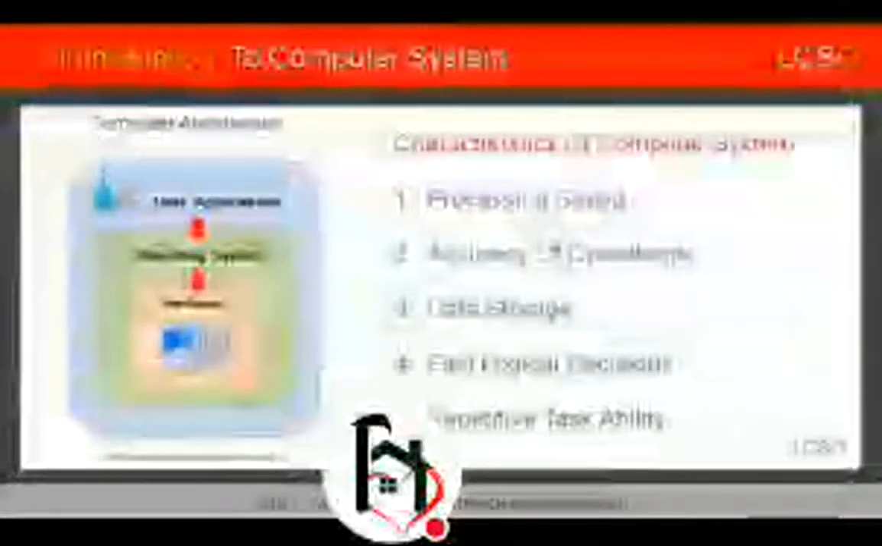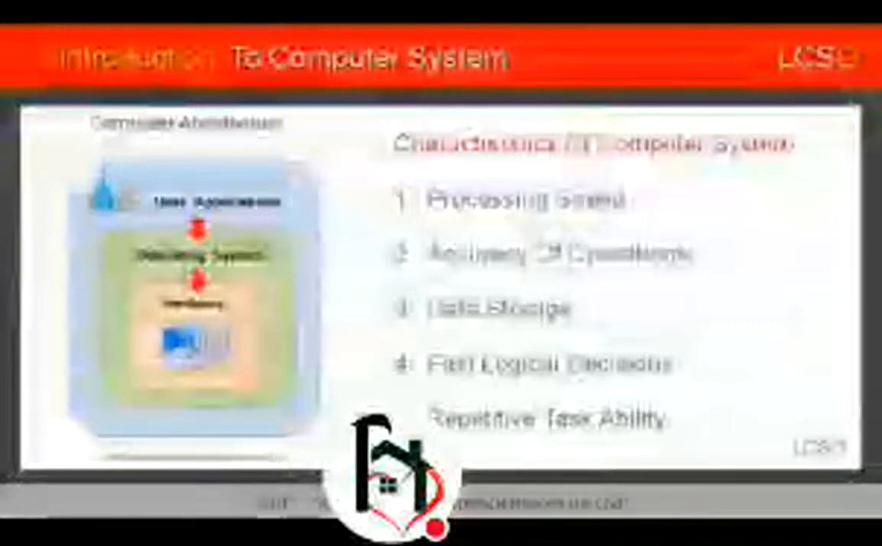All right. So far we have discussed various functional units of the computer. Let us now move on to the next topic, that is, important characteristics of the computer system. The computer system has five important characteristics. These characteristics are: first, speed; second, accuracy; third, storage; fourth, fast decisions; and fifth, ability to perform repeated tasks.